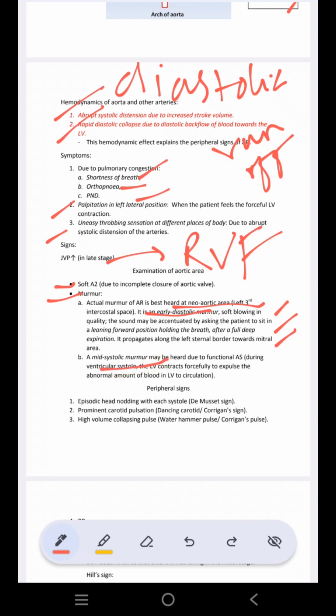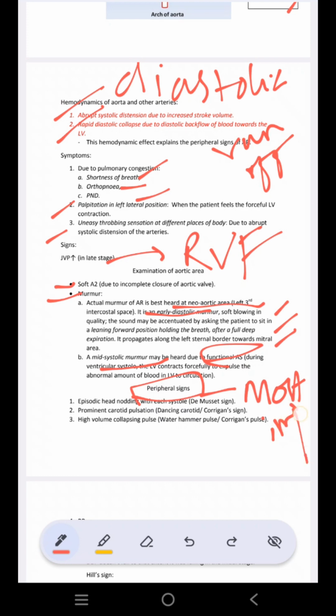Now, this is a high-pitched murmur. You should remember this is a high-pitched murmur. And you hear this after full deep expiration. And as this is the aortic area, you can best hear it in the leaning forward position. You can also hear a mid-systolic murmur, and that is due to the functional AS.